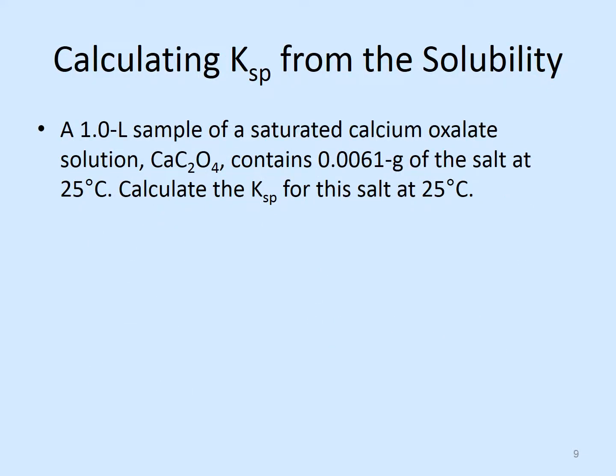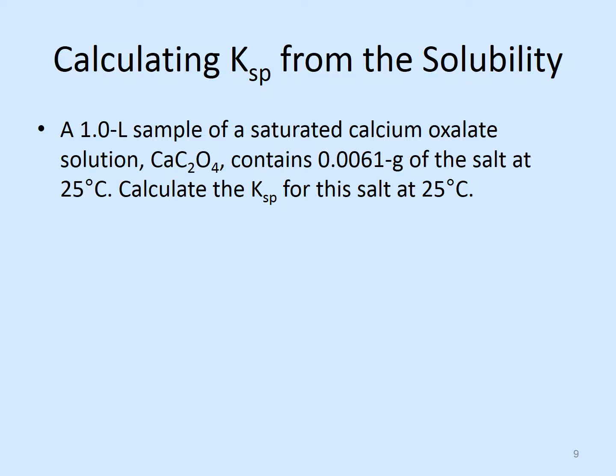Now, if you know the solubility, you can calculate the KSP. And so this example will show you how to do that. A 1 liter sample of saturated calcium oxalate contains 0.0061 grams of the salt at 25 degrees. Calculate the KSP. So basically they're saying the solubility of calcium oxalate is 0.0061 grams in 1 liter, or 0.0061 grams per liter. That's the solubility. And now we want to find the KSP.